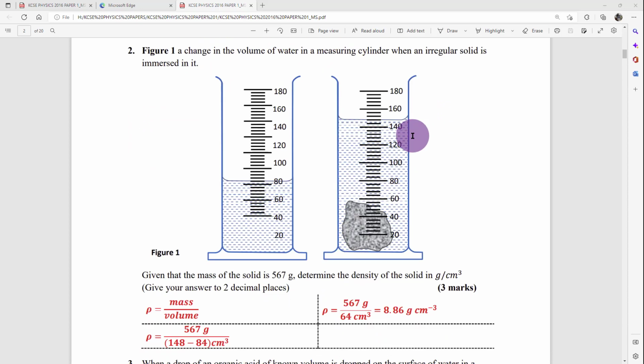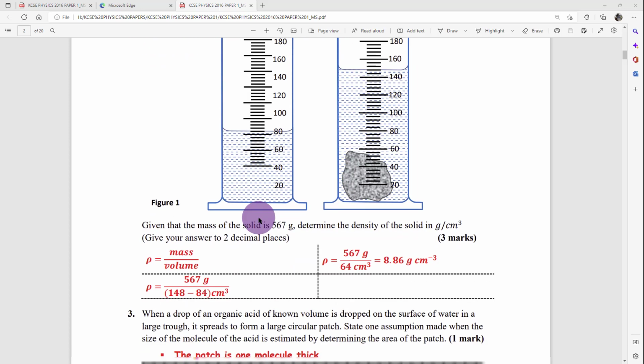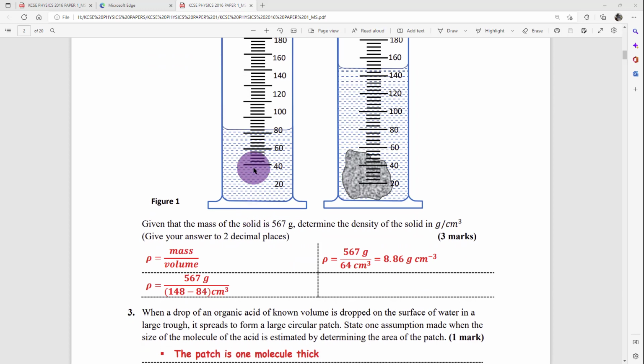In question number 2, we are told that figure 1 shows a change in the volume of water in a measuring cylinder when an irregular solid is immersed in it. I forgot to include part of the scale around here because it looks exactly like this. So by the time you download this question paper, I will have made that correction. But I expect you to be able to use a very simple skill of determining the density of this solid, because density is mass divided by volume.